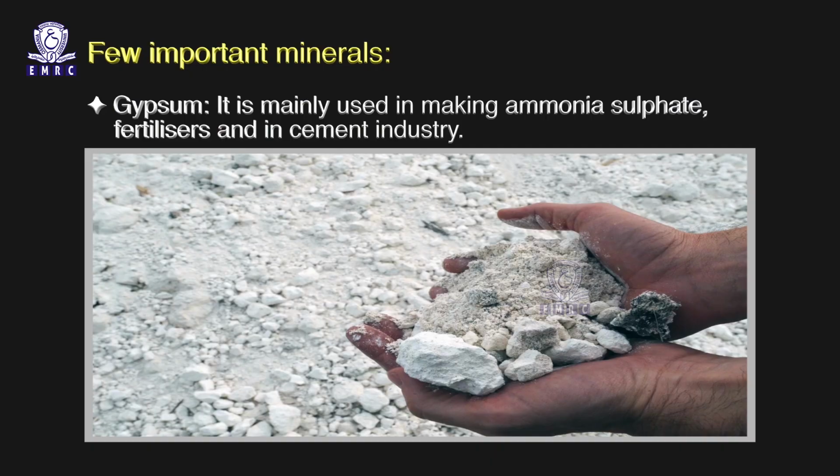Gypsum is a hydrated sulfate of calcium which occurs as a white opaque mineral in beds or bands of sedimentary rocks like limestone, sandstone and shale. It is mainly used in making ammonium sulfate, fertilizers and in the cement industry. It is also used in making plaster of Paris, ceramic industry, nitrogen chalk, partition blocks, sheets, tiles and plastics.